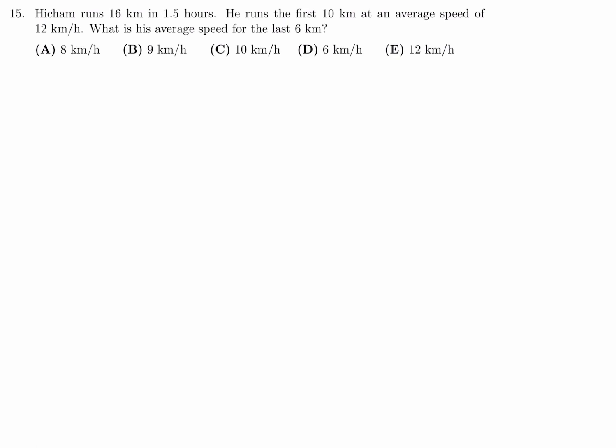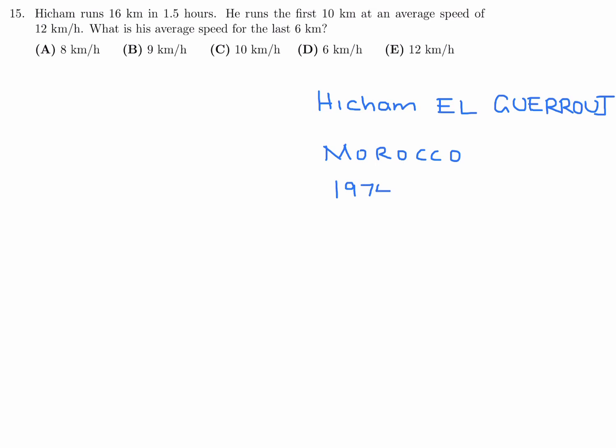Hisham is a famous runner. Well, the one I'm thinking of at least. Hisham El Guerrouj. And he is from Morocco. And he's the exact same age as me. Both of us were born in 1974. And he is the Olympic champion, world record holder, mostly in the 1500, but also in the 5,000 meter races. So I just wanted to mention that since his name is in the question.